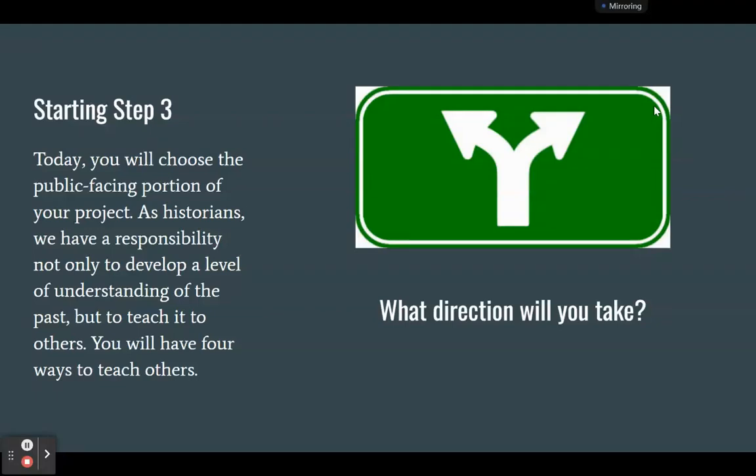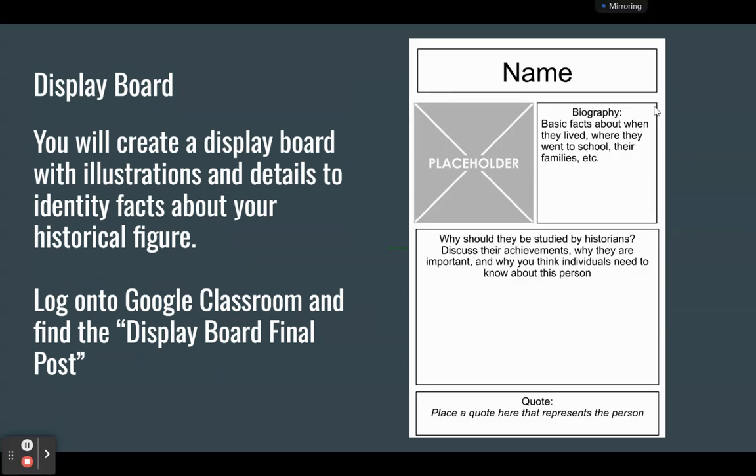If you are watching this video, it means that you are ready to move on to the final step, the final portion of the Black History Project. Up to this point, you should have done your research. You should have completed your display board on Google Classroom. If you're not done with those, you can watch this video and then go back and finish them.